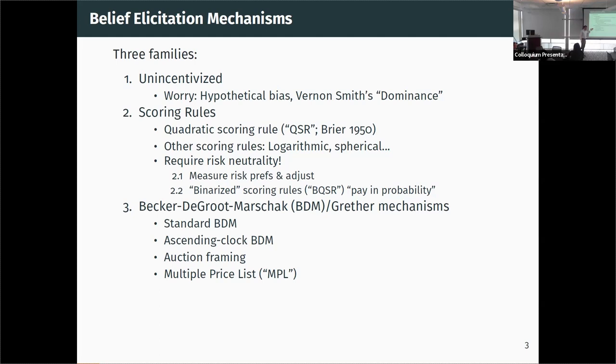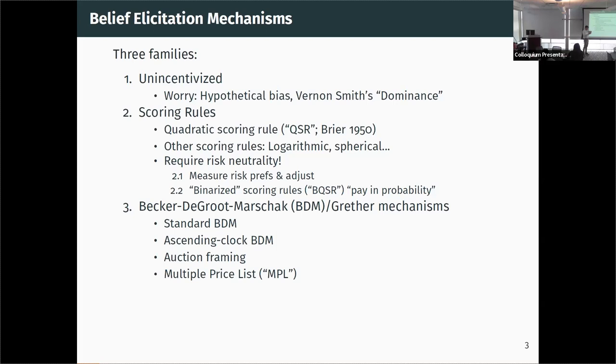Now, there are two general families of mechanisms that exist in theory for getting people to tell the truth. The first is scoring rules. The classic is the quadratic scoring rule. You might have heard of it as the Brier scoring rule, which dates back to 1950. But in theory, there are tons of other scoring rules that are possible. They all just vary in their functional form.